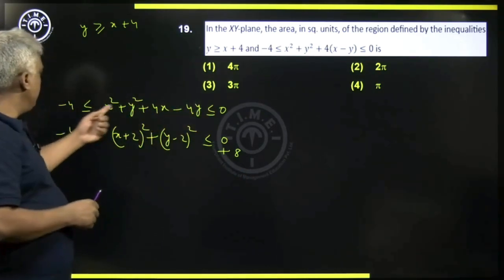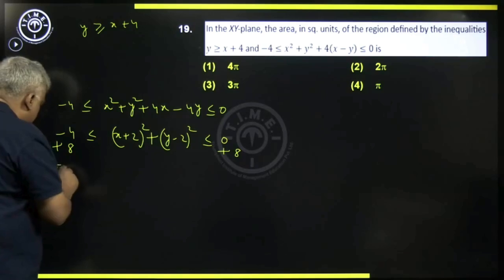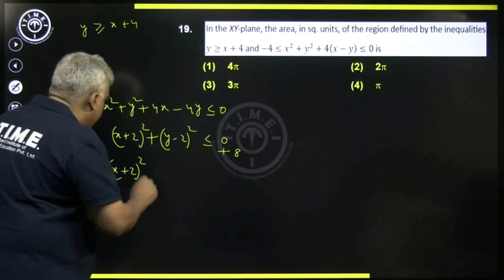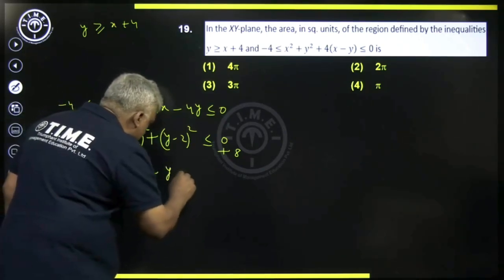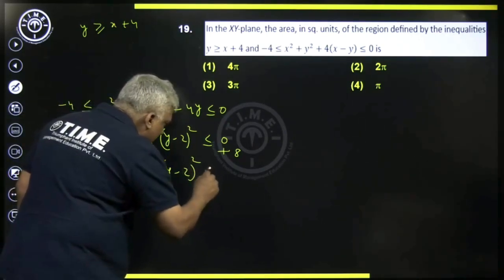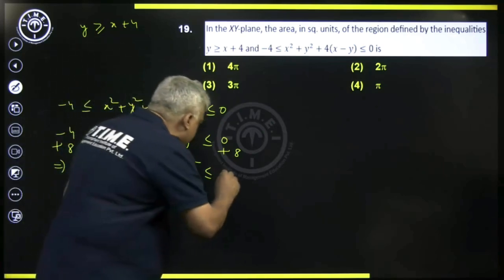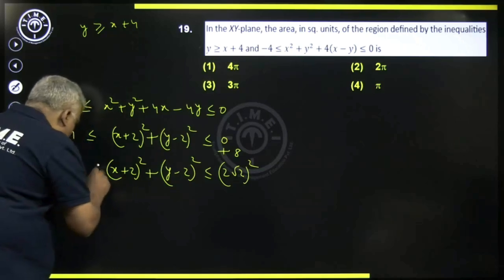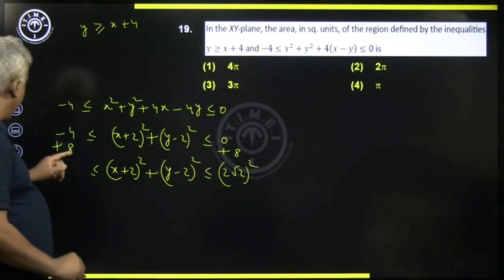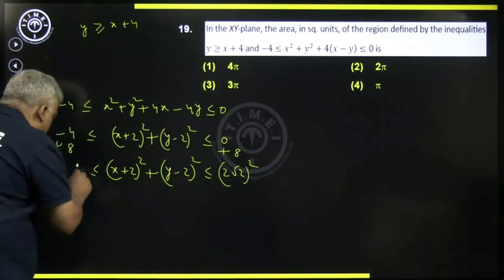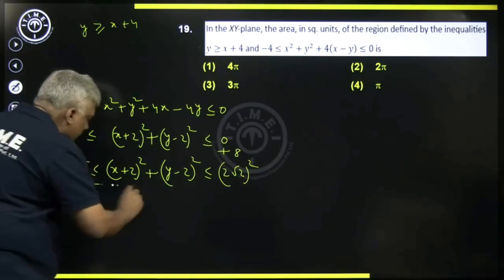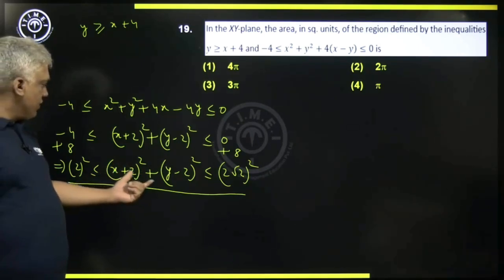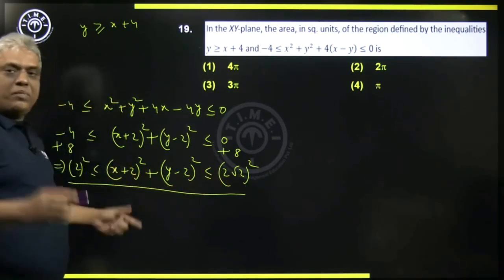So basically we got x plus 2 the whole square plus y minus 2 the whole square is less than or equal to 8, which is 2 root 2 the whole square, and is more than or equal to minus 4 plus 8, that is 4, which is 2 square. Basically this will form a ring, the portion between two circles.